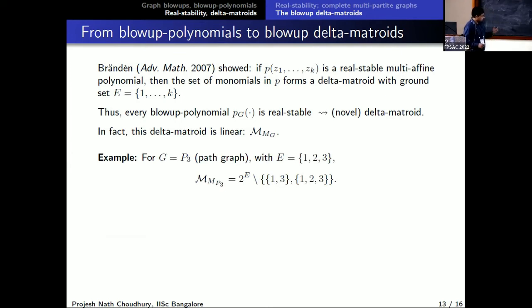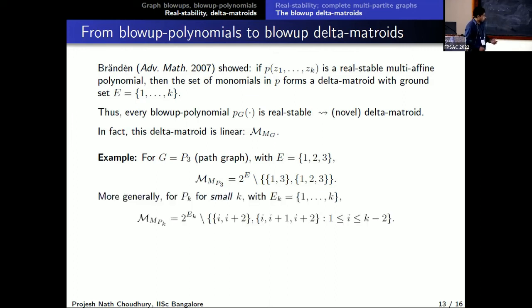Now look at this blow-up delta-matroid for G as a path graph on 3 nodes. This is exactly the same as this. Here the coefficient of the monomial of third degree is 0 because this is a blow-up of an edge, and this is also infeasible because this is a copy of the same vertex.